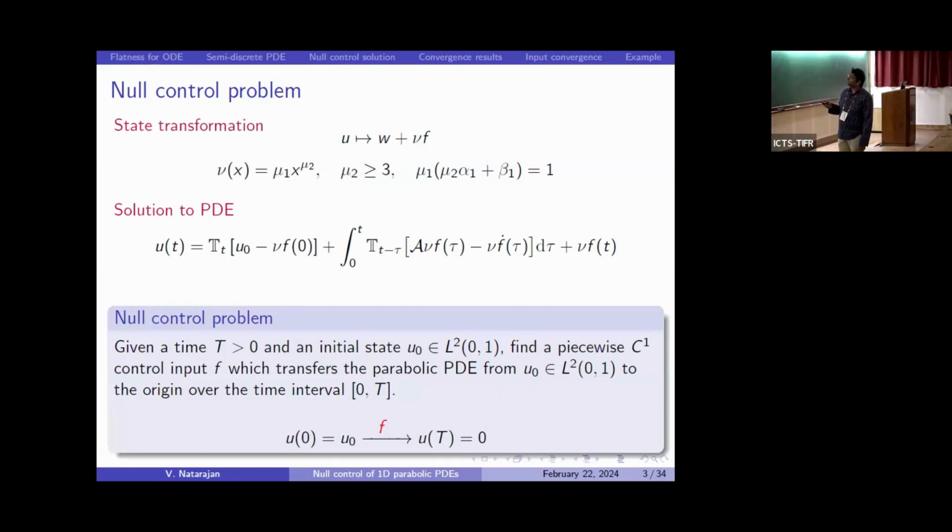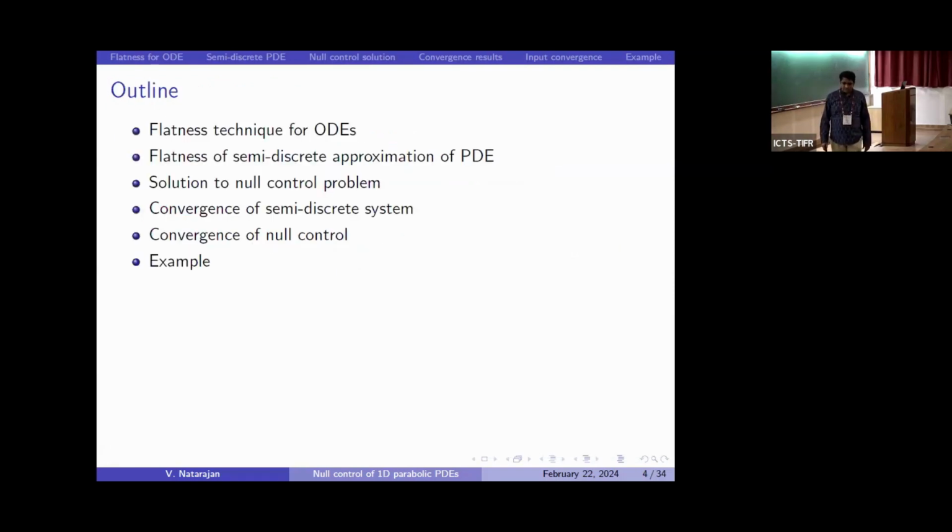All right. So this is the outline of my talk. First, I will briefly recall the flatness technique for ODEs. Then I will show that the semi-discrete system we get from the parabolic equation is in fact flat. Using that property, we'll show how to build solutions to the null control problem. This will involve showing that the null control signals developed for the semi-discrete system converge as the discretization step size goes to 0. So that part we'll cover here, convergence of the null control signal. To do this, we need to understand some properties of the semi-discrete system, so I'll introduce those, and then I'll complete the talk with an example.